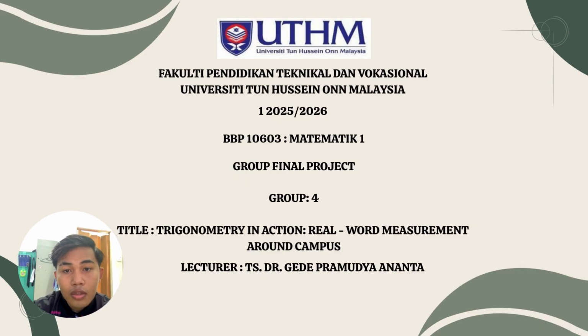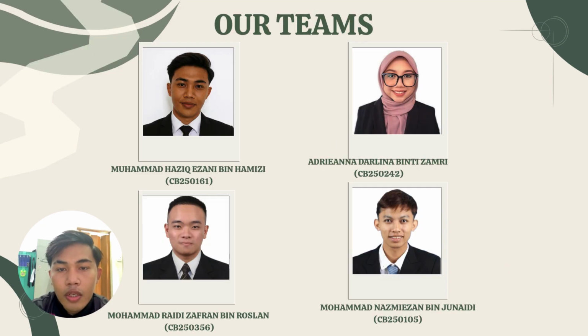I'm the leader. My matrix number is CB250161. I want to present our group final project, and the title is Trigonometry in Action, Real World Measurement Around Campus. The course code is BBP 10603, Matematik 1. Now the next page is our team.